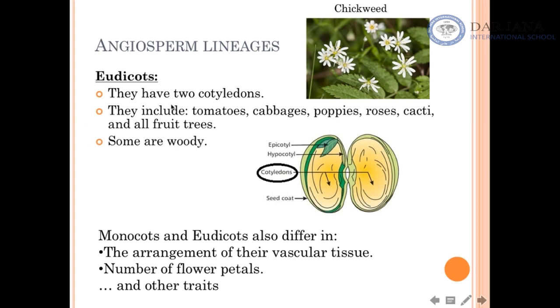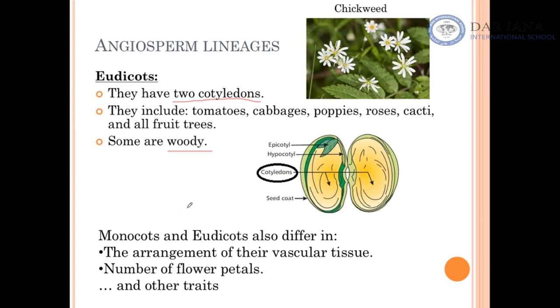Whereas eudicots have two seed leaves. They have two cotyledons. They include tomatoes, cabbages, poppies, roses, cacti, and all fruit trees. Every tree that has fruit, the ones you eat, for example apples and oranges, are going to be mainly eudicots. Some of the eudicots are woody, but you're never going to find a woody monocot.